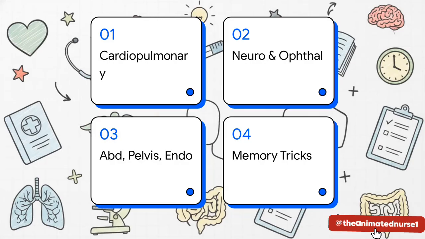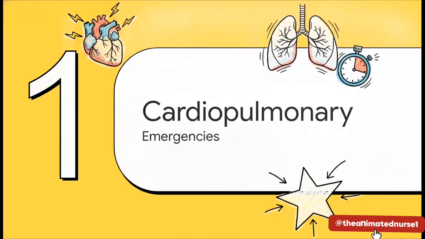All right, here's our rapid-fire roadmap for today. To keep from frying your brain, we've grouped these crucial body systems into logical chunks. First, we'll tackle cardiopulmonary emergencies. Then, we'll head up to neurology and ophthalmology. Next, we travel down to the abdomen, pelvis, and endocrine systems. And finally, we're going to wrap up with a lightning round of high-yield memory tricks. Let's jump right into Section 1, Cardiopulmonary Emergencies.